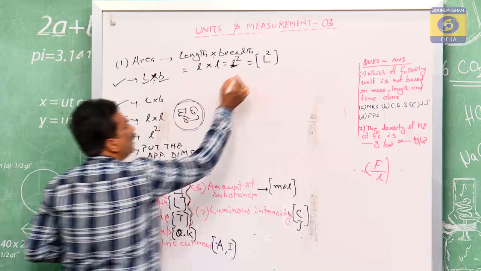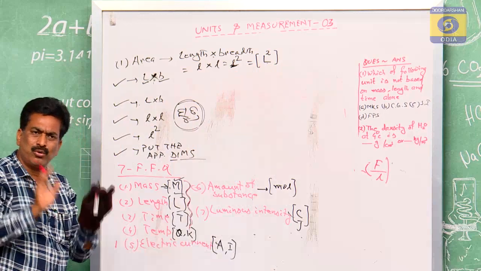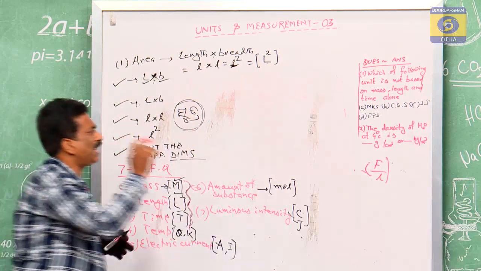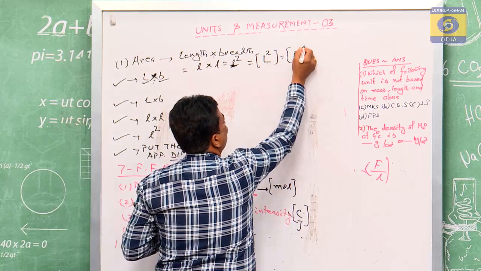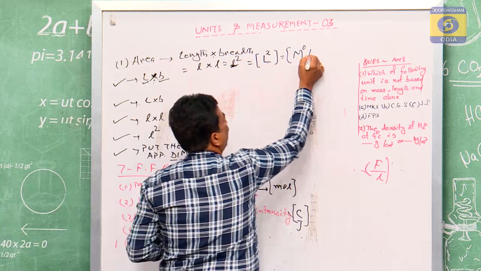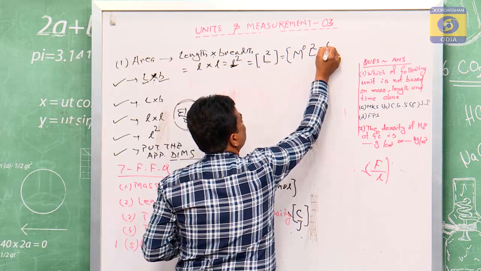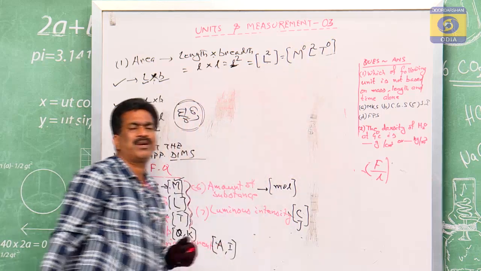You see, here the length is there, no mass, no time. So, if there is no mass and no time and you want to put that in the form, you may also write: no mass means M to the power of 0. Next one is L square, then T. No T was there, therefore it is T to the power of 0.